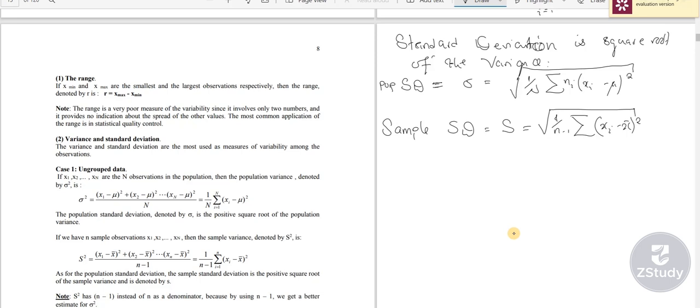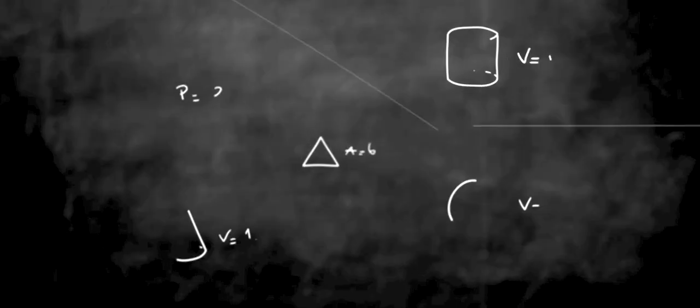Having all these formulas for descriptive statistics, let us now turn to the tutorial sheet number 1 and solve some of these questions to bring home these concepts that we have.